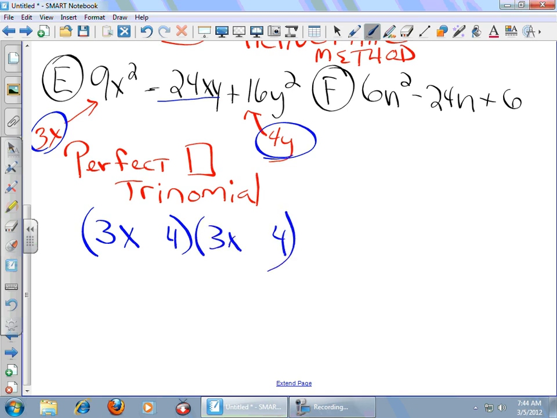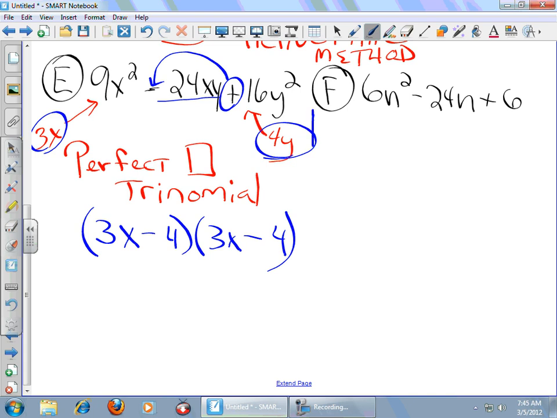Now some of you get confused on the signs. Remember, there's a plus back here. This guy shows up twice. It's the Wendy's double stack. In a trinomial, when that third term is positive, the middle sign will show up in both quantities. It only works when the third term is positive. If the third term is negative, you get one of each.